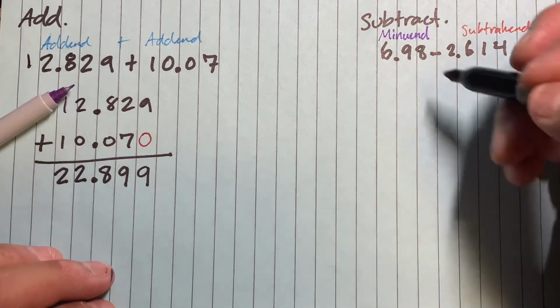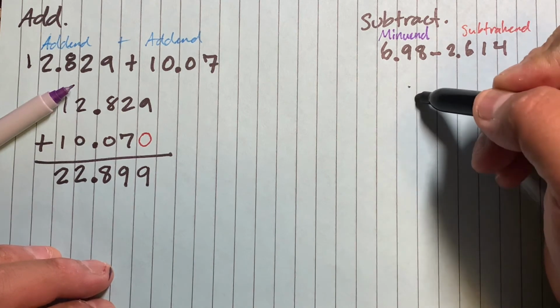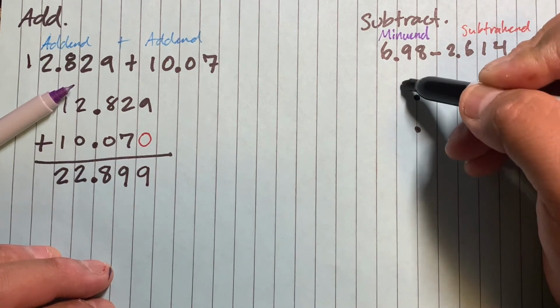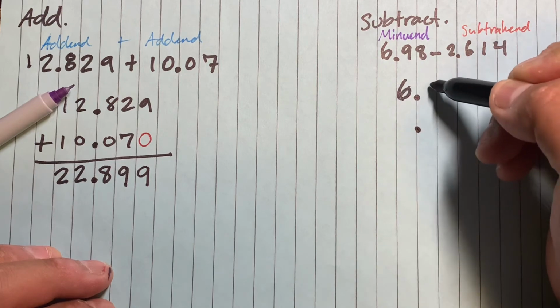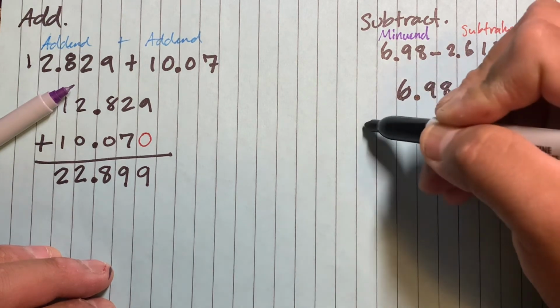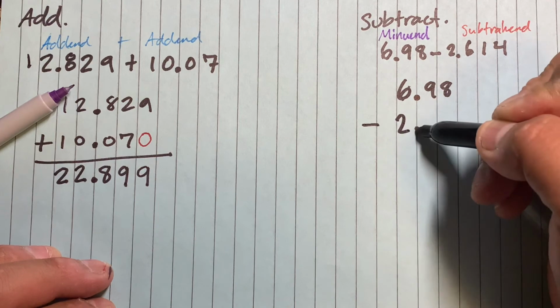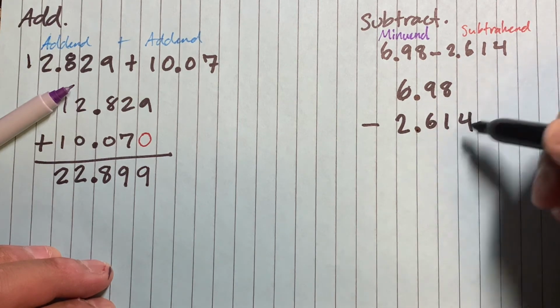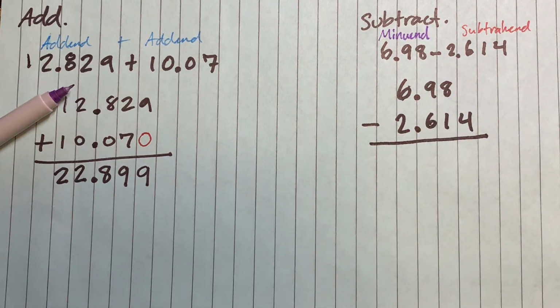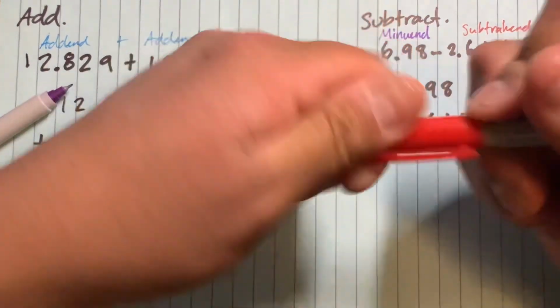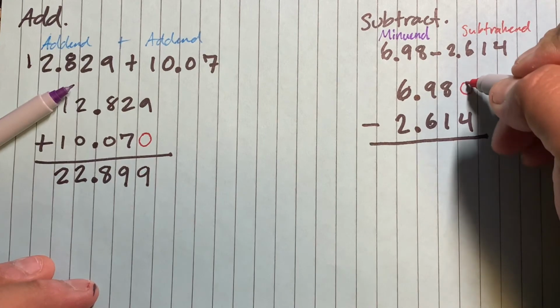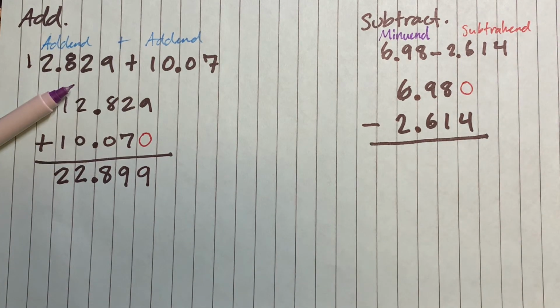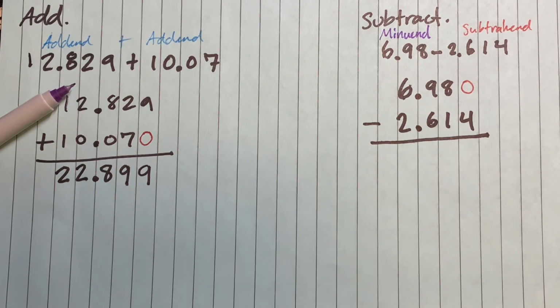I'm going to write the minuend. Before we do that, align your decimal points, then write the minuend 6 and 9 hundredths minus 2 and 614 thousandths. And again, the second step is to put the placeholder there. So go ahead and write the placeholder 0. And again, putting a placeholder does not change the value of the number. So from here, we're going to do simple subtraction.